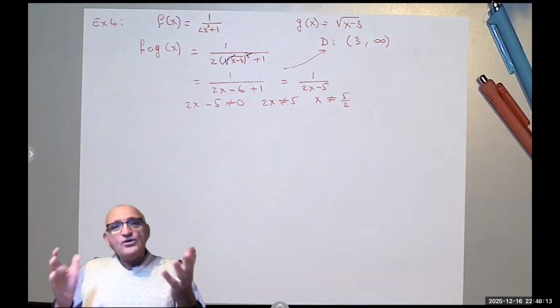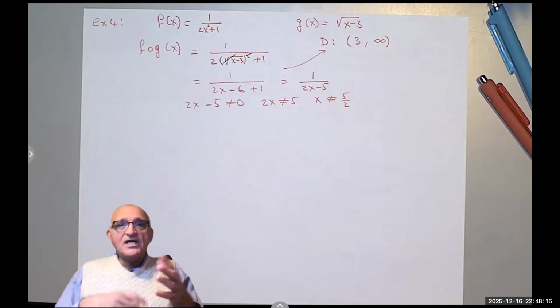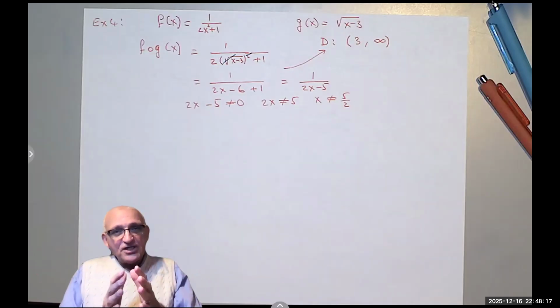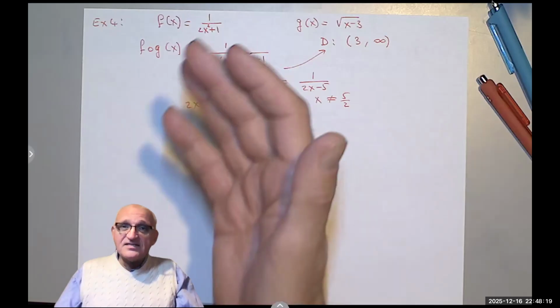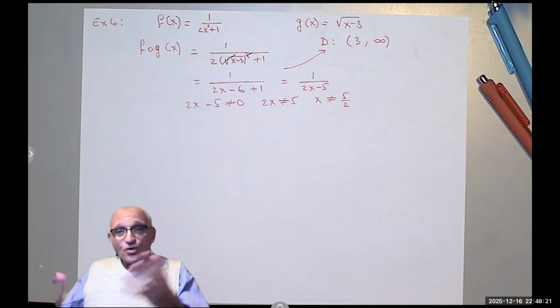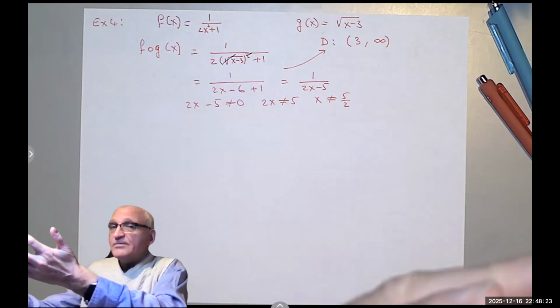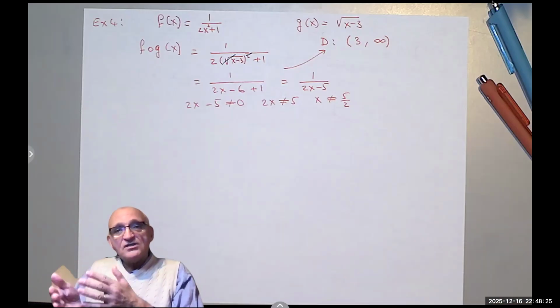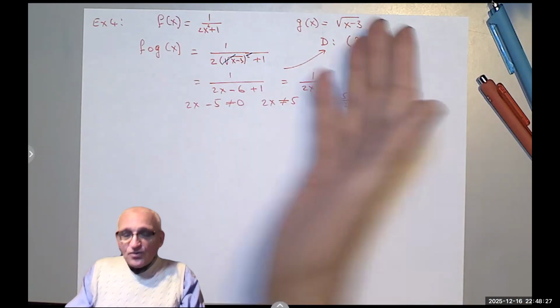Okay, so we looked at different cases. Sometimes the domain will shrink a little bit. Sometimes it stays as itself, or sometimes there was no restriction in the beginning, but then there is a restriction on the composite function. Notice that we could have done the rest the same backwards.